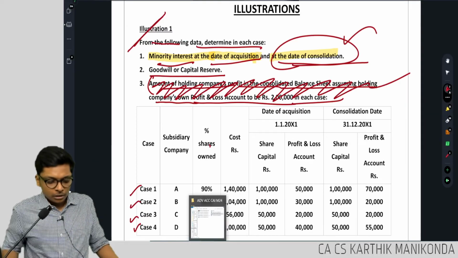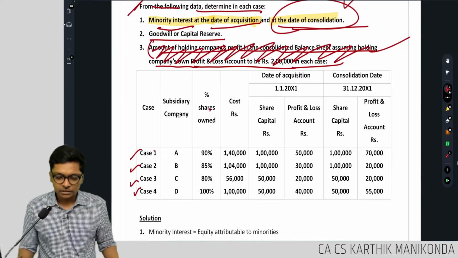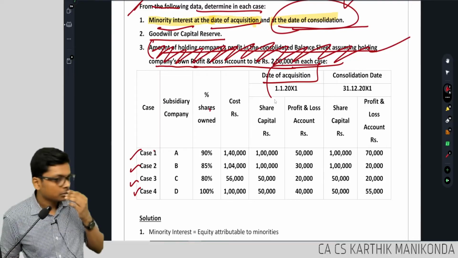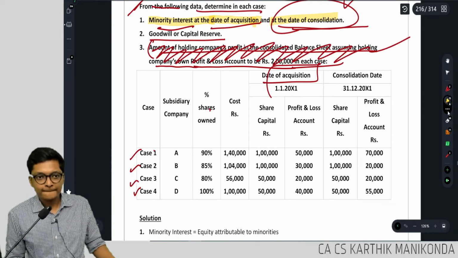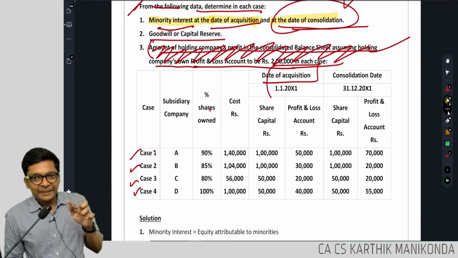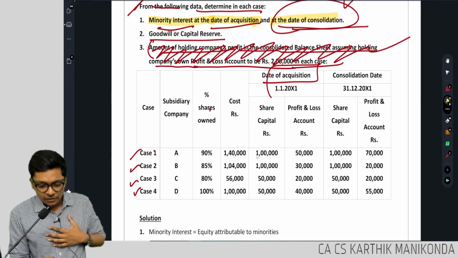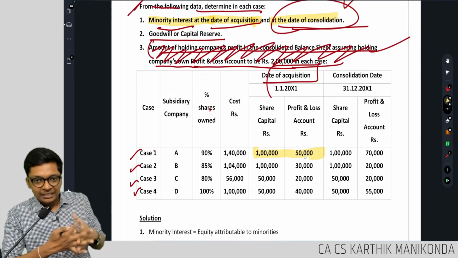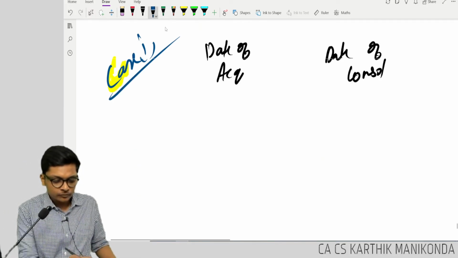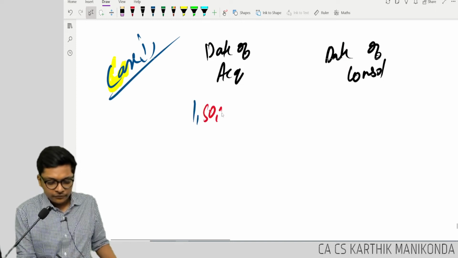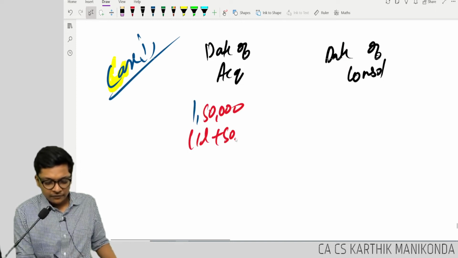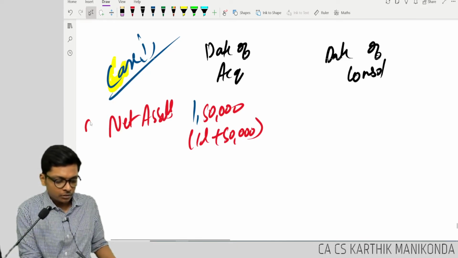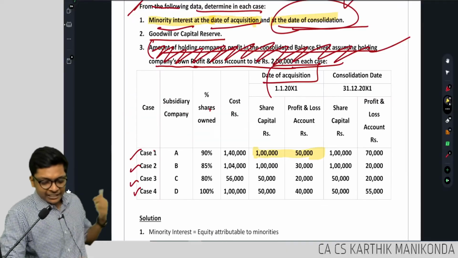Case 1. What is the net assets on the date of acquisition? He didn't give assets minus liabilities, but he gave share capital plus reserves. So I can add share capital and reserves and take how much, guys? Here 1,50,000. 1 lakh plus 50,000. Correct? Net assets on date of acquisition. What about date of consolidation? What are the net assets, sir?